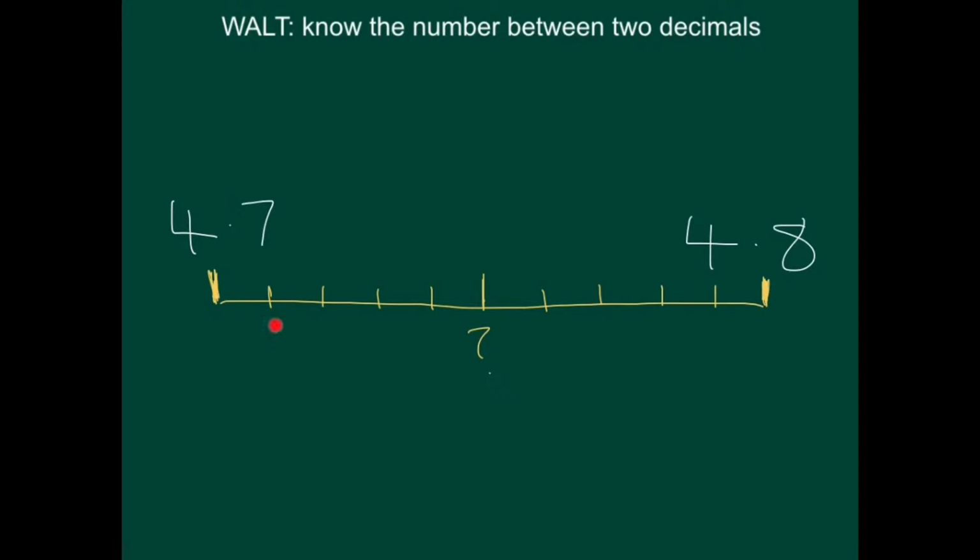So this first one here is going to be 4.71. Then it's going to go 4.72, 4.73, 4.74, and that leaves this big one here is 4.75. So the number between these two decimals is 4.75.